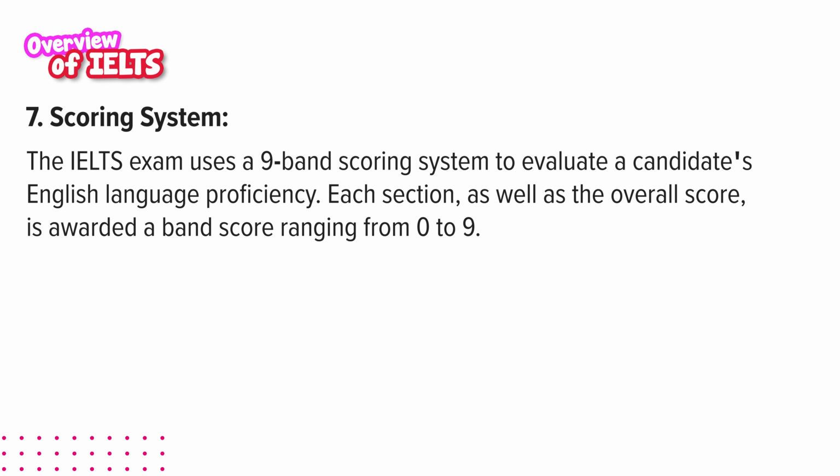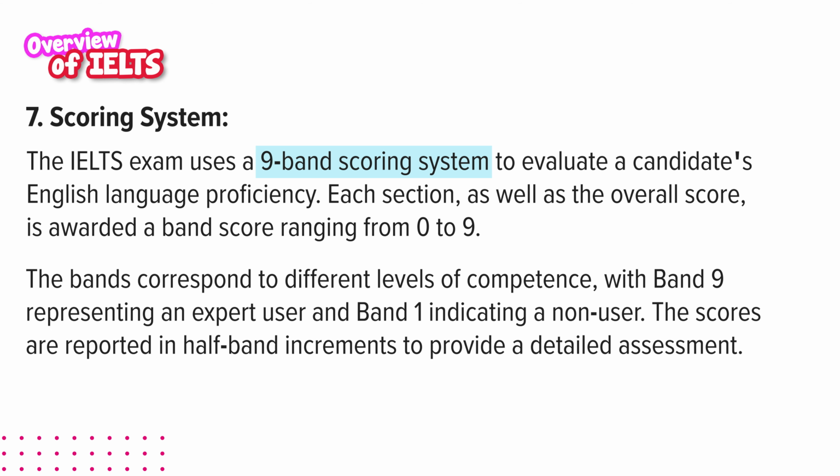Scoring system: the exam uses a 9-band scoring system to evaluate a candidate's English language proficiency. Each section, as well as the overall score, is awarded a band score ranging from 0 to 9. The bands correspond to different levels of competence, with Band 9 representing an expert user and Band 1 indicating a non-user. The scores are reported in half-band increments to provide a detailed assessment.